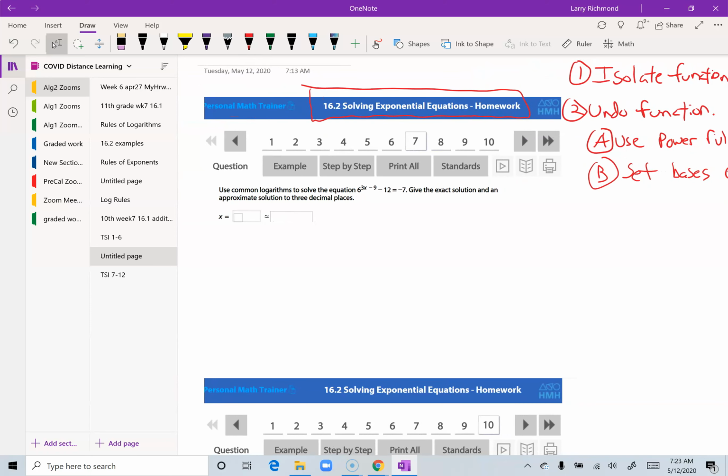Alright. Here we're looking at problem number 7. It says use common logs to solve the equation 6 to the 3x minus 9, minus 12, equals negative 7. Well, the common log is log base 10. If it simply says log, it's an implied log base 10 because we're a base 10 number system. This is called the common log.